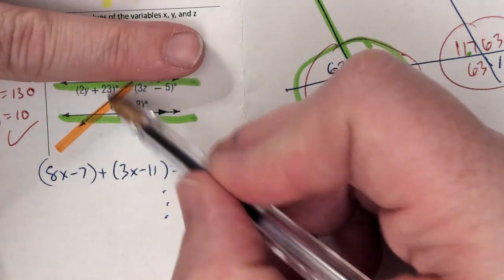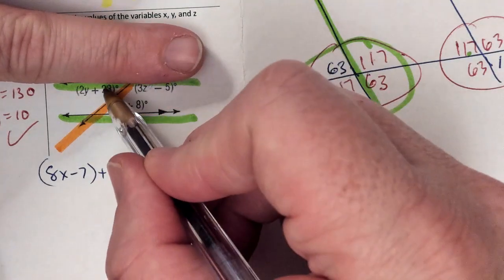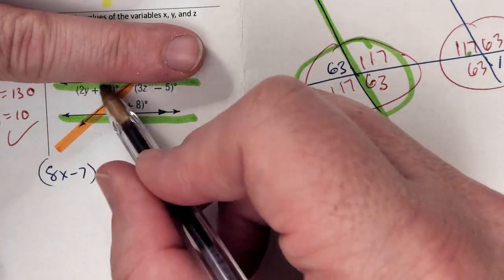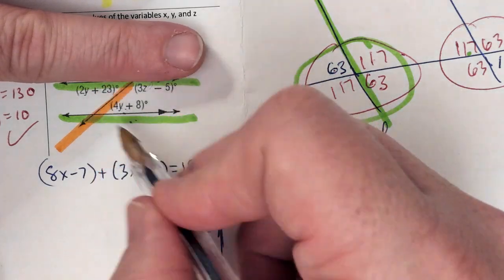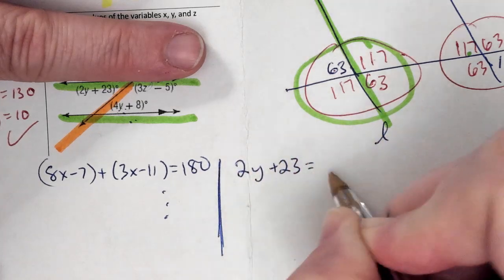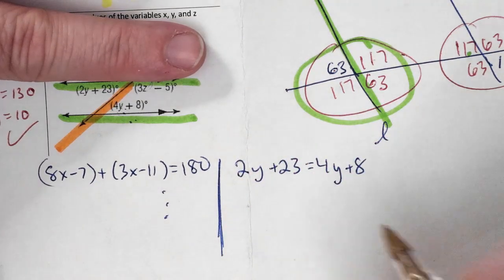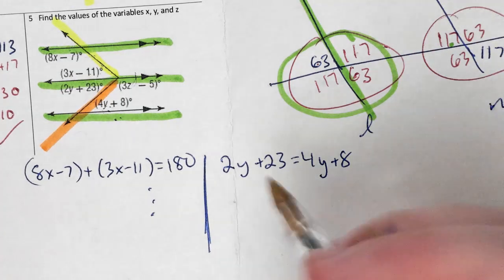Over here, we're going to do this one as well. Now, do you think that this and this are equal, or do you think they add up to 180? They are going to be equal to each other because they are both acute. So 2y plus 23 is equal to 4y plus 8. So you're going to solve. So let's go ahead and solve that.